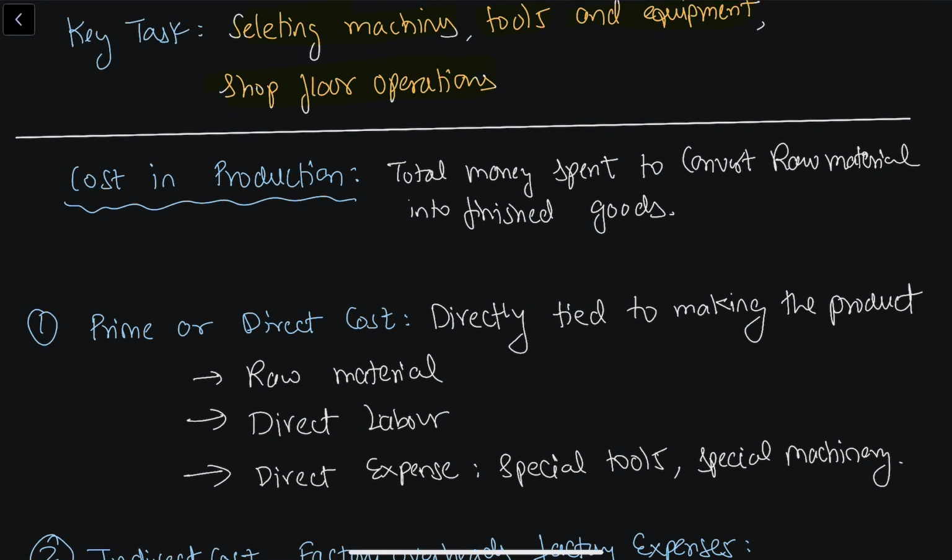For example, the raw material cost is there, the manpower cost is there, and wherever they assemble it, the land, the electricity, the manpower, salaries, watchmen, everything will be included, and we need to understand each of these technical costs. So cost of production is nothing but the total money spent to convert raw material into finished goods. That is the cost of production.